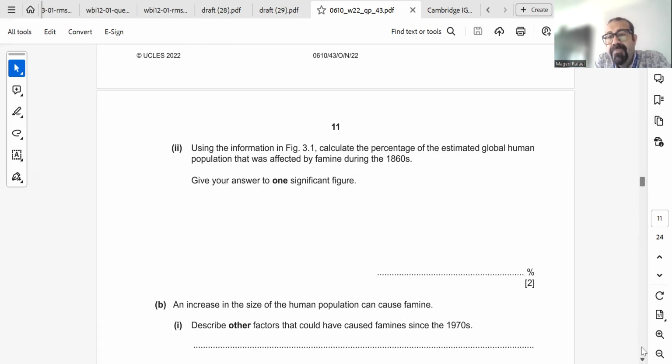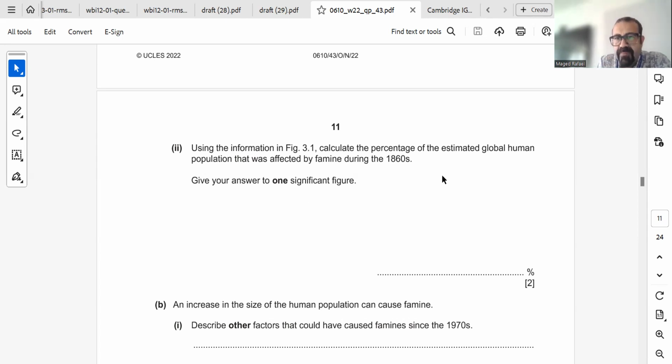He wants you to calculate the percentage of the estimated global human population that was affected by famine during the 1860s. I don't have a problem. I will check the estimated global human population affected and get its percentage. It is 2 marks. He wants your answer to one significant figure. I will take the reading, divide, and get the percentage to one significant figure. This means it will be 0.3, I guess 0.3%.